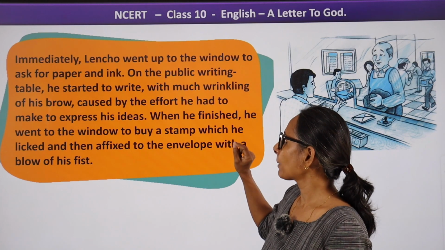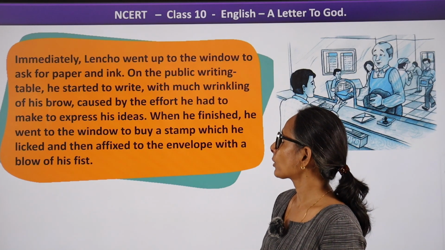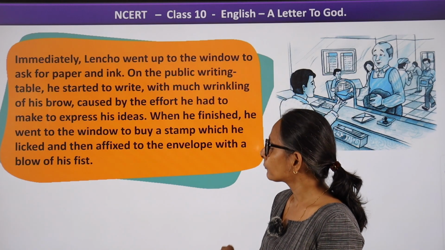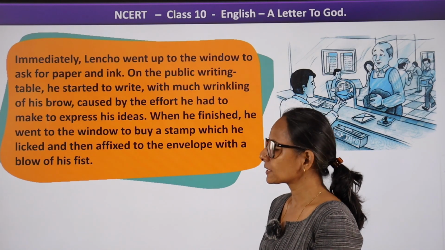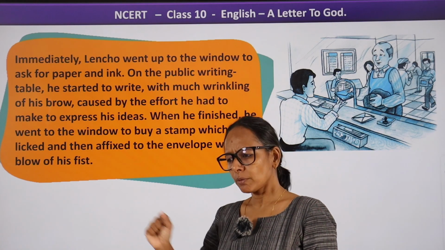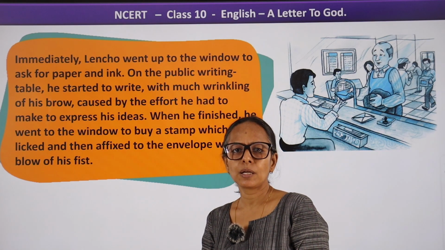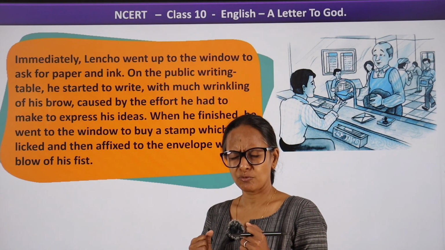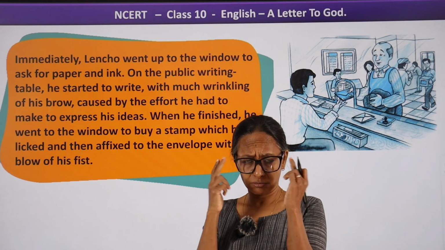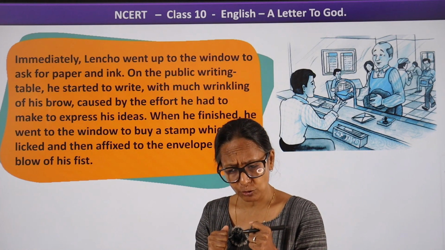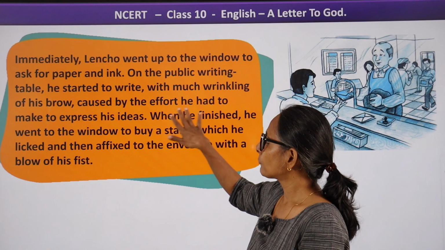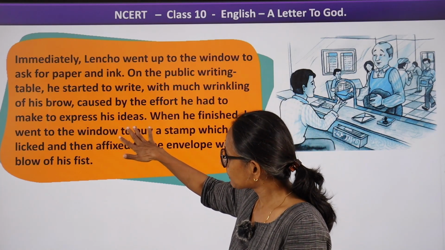On the public writing table, he started to write, with much wrinkling of his brow, caused by the effort he had to make to express his ideas. What did he do? He went to the window, he got paper and ink, and then he was really straining and crossing his brows because he had to write something very seriously, caused by the effort he had to make to express his ideas.